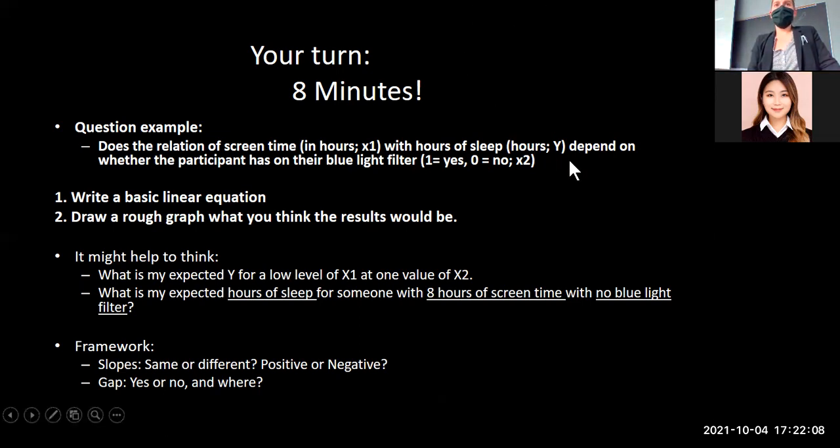So I've told you what all of the variables are. I have a y, I have x1, and I have x2. I have 2 things I want you to do. There's a couple of things that it might help you to think through. I'm going to let you read that to yourself.